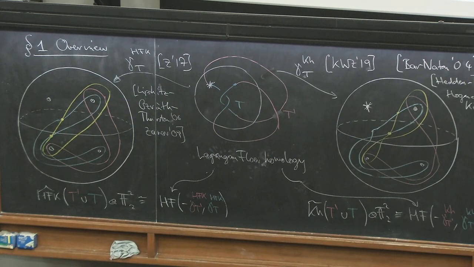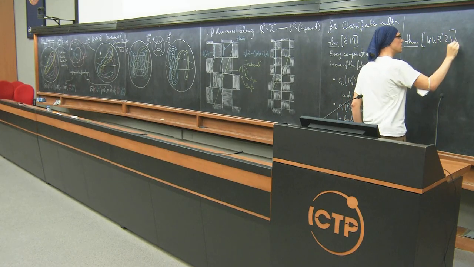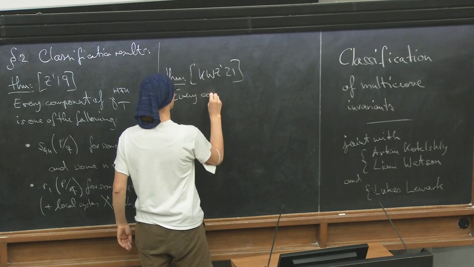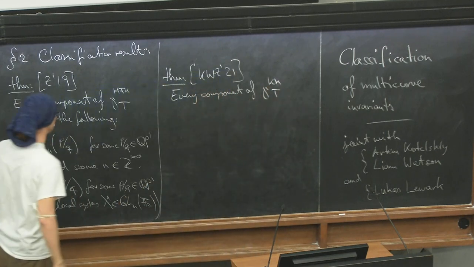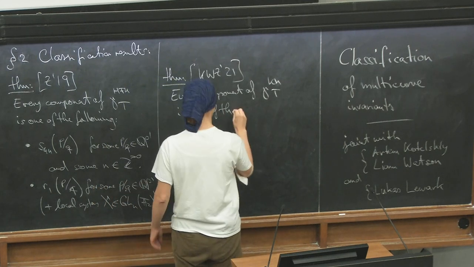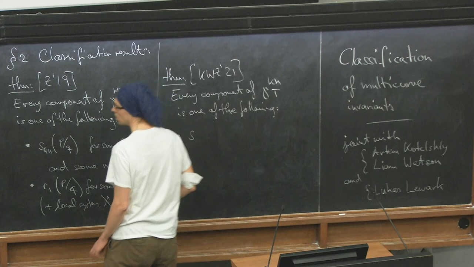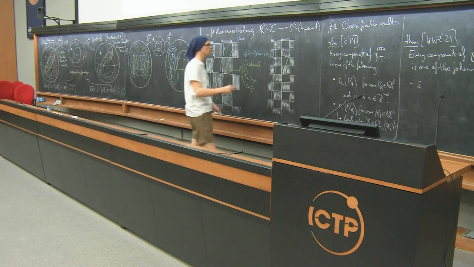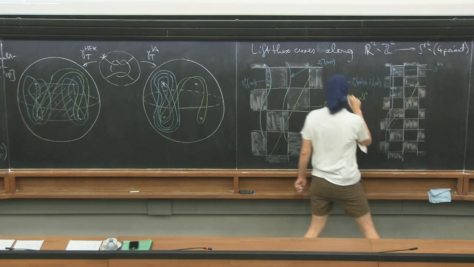And now the theorem on the Khovanov side looks almost identical. We proved this a year ago, and every component of this curve, now we look at the reduced Khovanov curve, is one of the following. We have these special curves. This blue curve here is an instance of a special curve. But this is in the Khovanov setting, so this should be Kh of T.